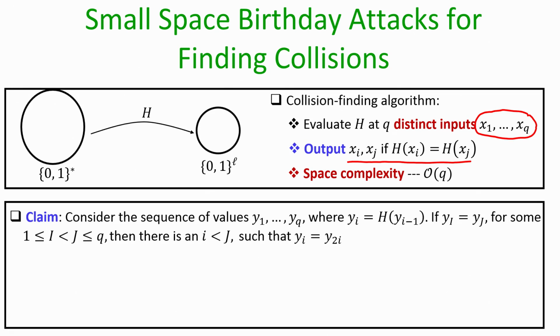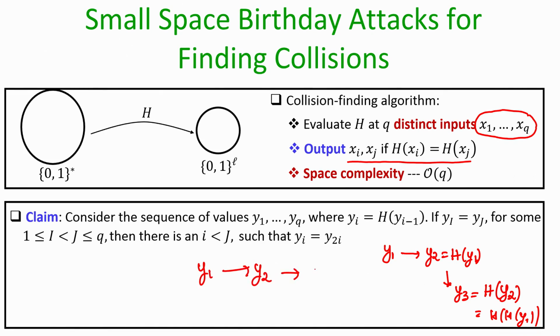Imagine you have a sequence of values y1 to yq, which are obtained by a chain of hash evaluations. You start with a distinct or random y1, and then y2 is nothing but hash of y1, and from this y2 I obtain y3, which is hash of y2, and so on. So, you can imagine a chain like this, where each subsequent y value is related to the previous y value by the hash function h. That is how I have computed these y values.